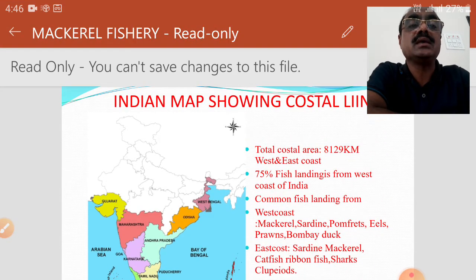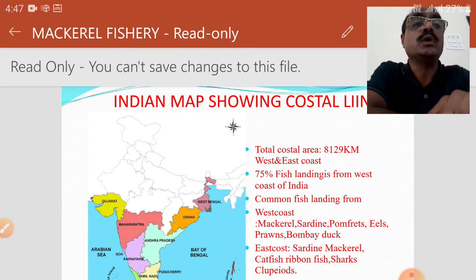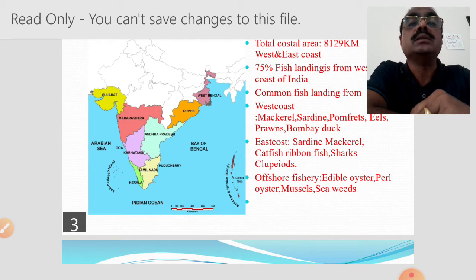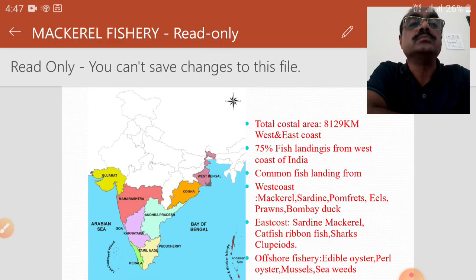When you look at the map, you will find that India has vast coastal lines, measuring about 8,129 kilometers on the west as well as the east coast. On the west coast, five states are joined to the Arabian Sea: Gujarat, Maharashtra, Goa, Karnataka, and Kerala. On the east coast, from north to south, there are West Bengal, Orissa, Andhra Pradesh, Tamil Nadu, and one more territory, Pondicherry.